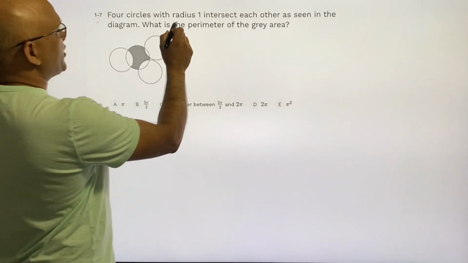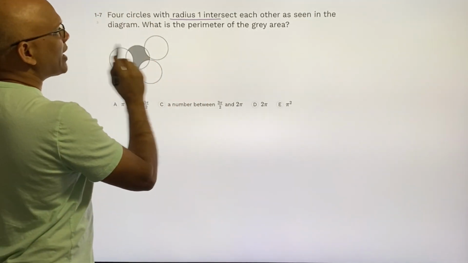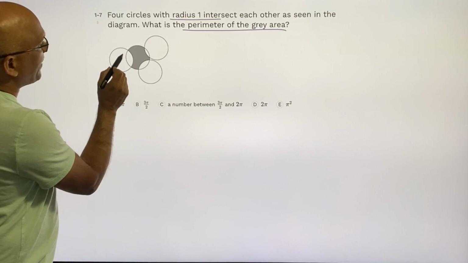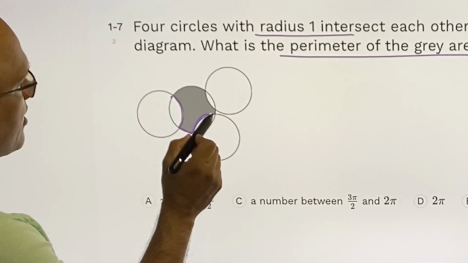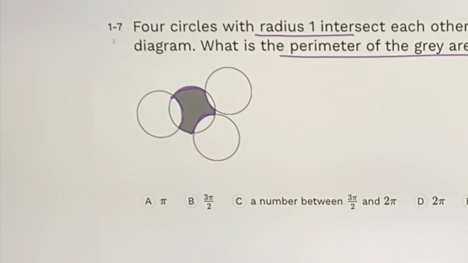4 circles with radius 1 intersect each other as seen in the diagram. What is the perimeter of the gray area? All right, so we need to find the perimeter of the gray area. That means like this, right? We need to find that perimeter.